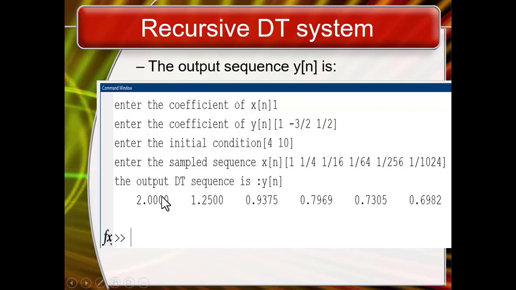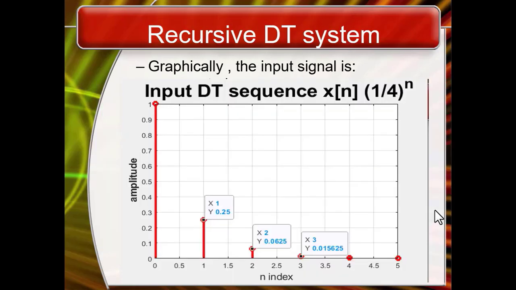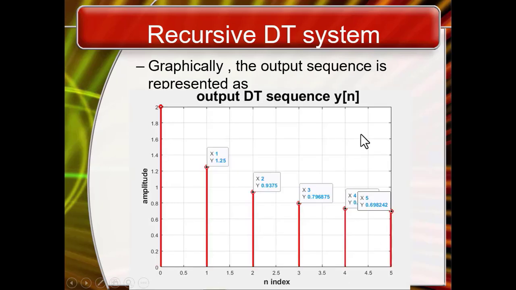Therefore, the output becomes 2, 1.5, 0.9375, 0.7969, 0.7305, 0.6982, which is identical to the previous values. And the graph for the input sequence is x of n, which is equal to 1 over 4 raised to n. 1 over 4 to the power of 0 is 1. And for the output sequence y of n, the first value is 2, and the second value is 1.5. The third value is 0.9375. The fourth value is 0.7969. And the last value is 0.6982.